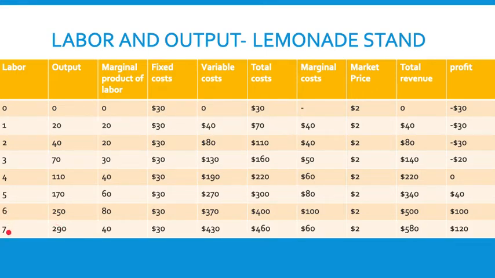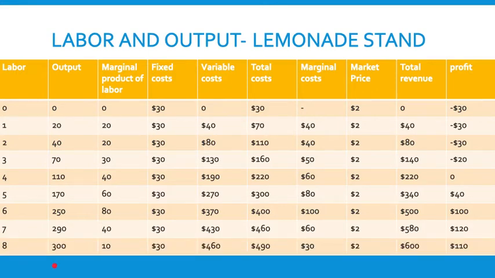So now maybe adding the seventh worker doesn't provide as much of a benefit by marginal product of labor, but you can still see if you add up all these costs, variable costs, total costs, to our profits, we still make more profit by adding the seventh worker. So even though we've had decreasing marginal product of labor, our profits are still up. So it would definitely still be worth it to hire that seventh person.